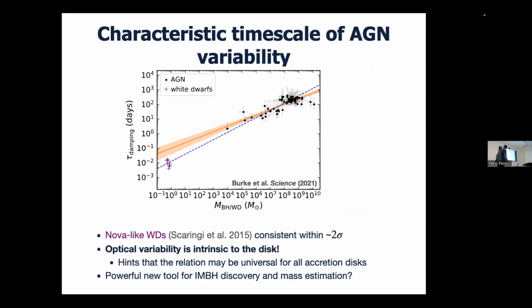Okay, so now we thought, well, we've done this for quasars and across dwarf galaxies, across a big range of black hole mass. So this might be a little controversial, but we thought, why stop there? What happens when you look at stellar mass accretion disks? And so we plotted the stellar mass accretion disks here in magenta. So these are nova-like white dwarfs from Scaringi et al. 2015, one of our collaborators on this paper.